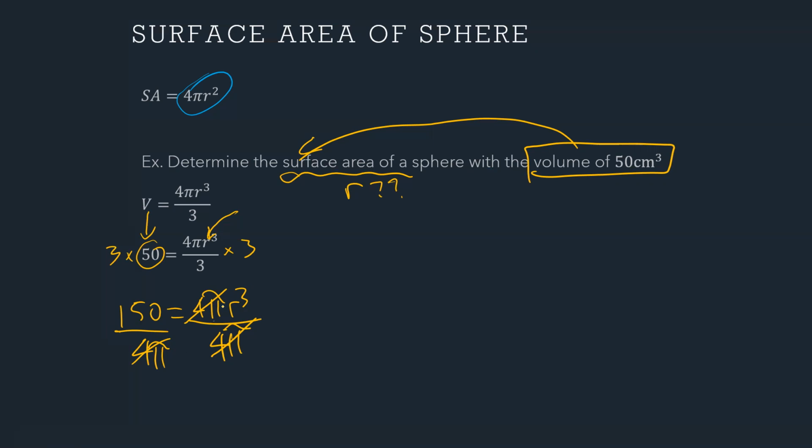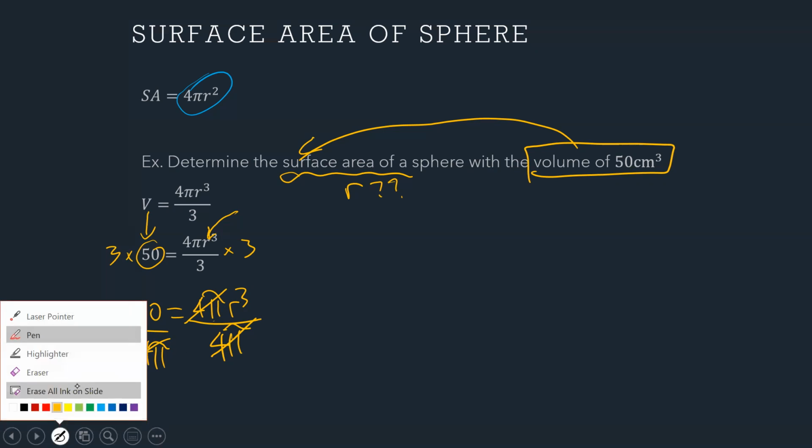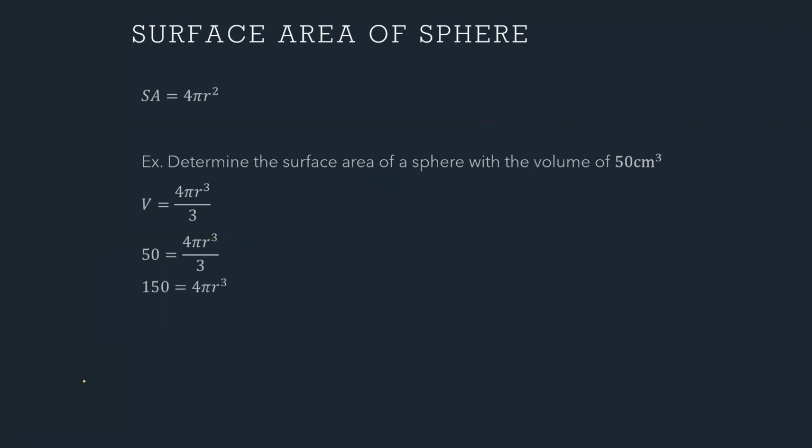So in this example, I'm just going to erase this so we don't get too messy. I'm going to take 150 is equal to 4 pi r cubed, and then of course I'm going to divide by 4 pi on both sides. And again, the reason I divide by 4 pi on both sides is just to get rid of the coefficient in front of r cubed. And now this becomes a lot simpler.